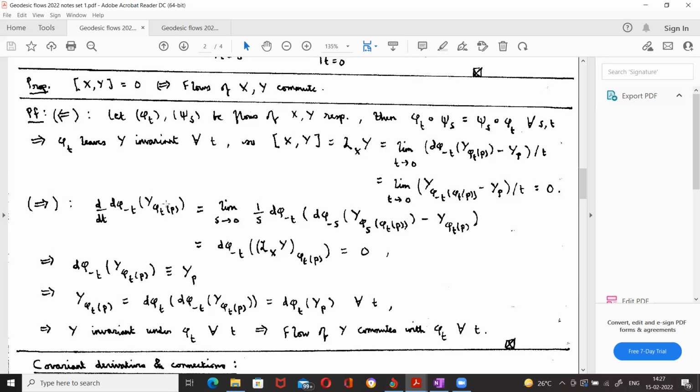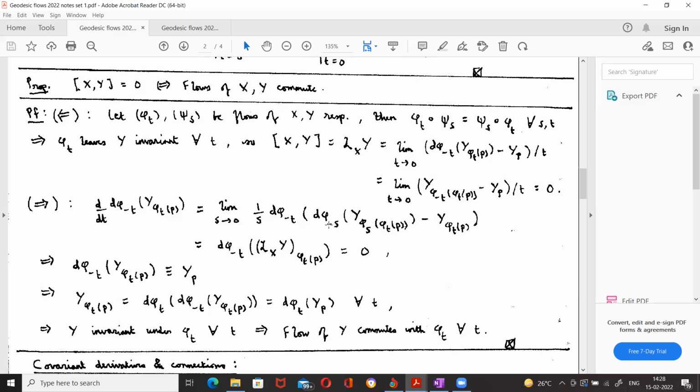Okay. So when I do that, this becomes the limit as s tends to 0 of 1 over s times d phi minus t. And then I use the group law that phi of minus t plus s is phi minus t composed with phi minus s. And by the chain rule, the derivative of that is d phi minus t composed with d phi minus s. Okay.